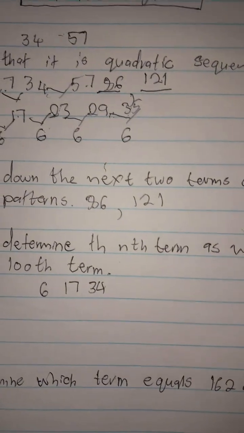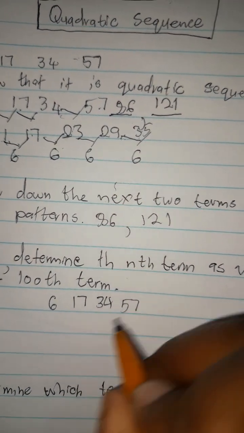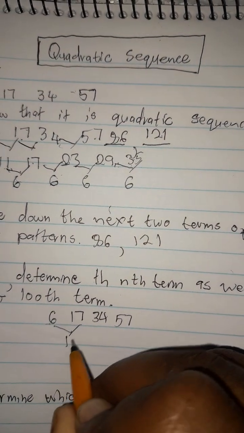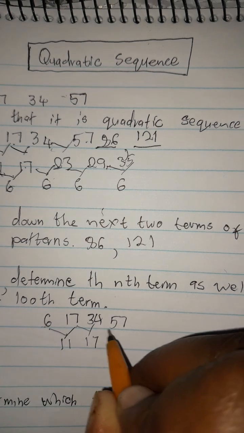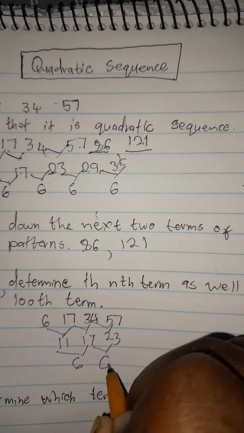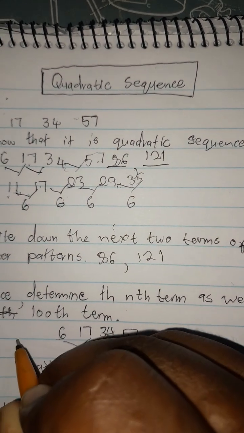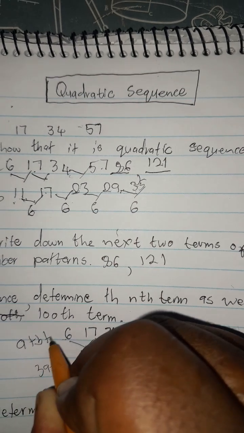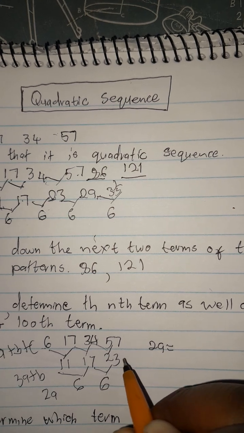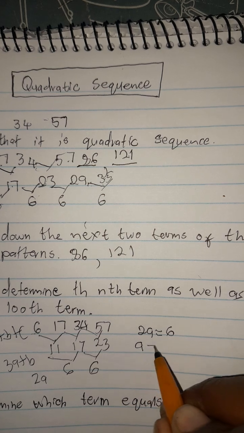Just as I've told you, we have 6, 17, 34, as well as 57. So we are going to say 17 minus 6 is 11, and 34 minus 17 is 17. We also have 23. The second difference is 6. This is 2a, 3a plus b, and this is a plus b plus c. So from here, 2a is equal to 6. Then divide by 2 on both sides, you get a equals 3.